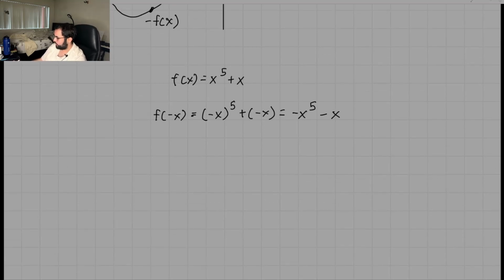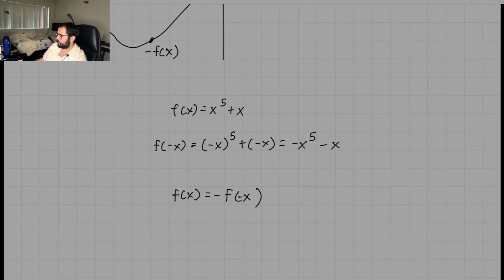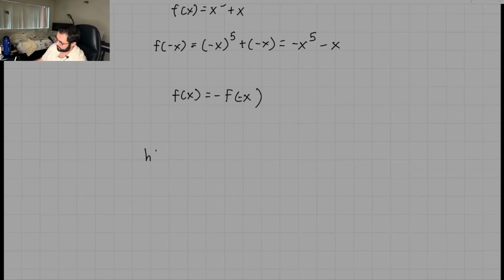Notice how this output is equal to the negative of this output. So f of negative x is equal to the negative of f of x. If we take this output and we multiply it by -1, then we get this output, which is what an odd function does. Let's look at another example.